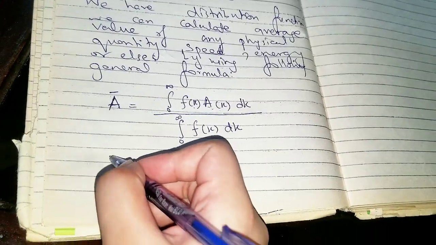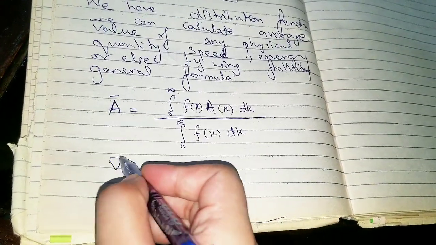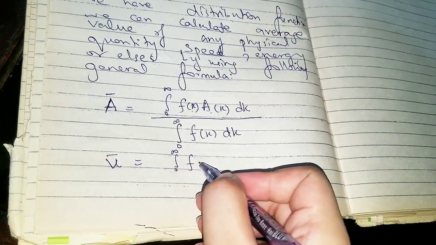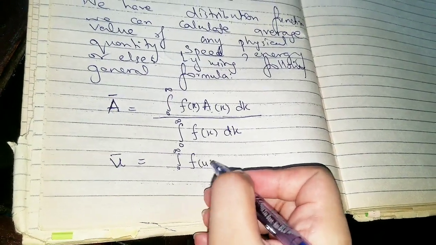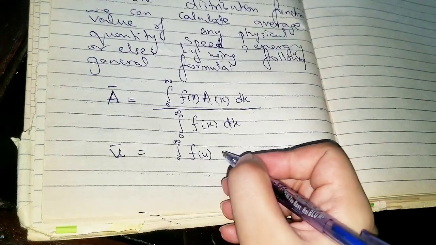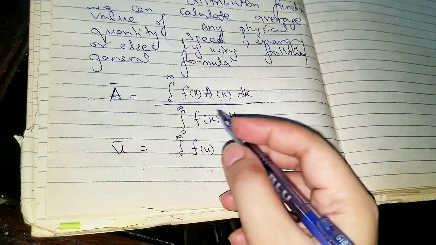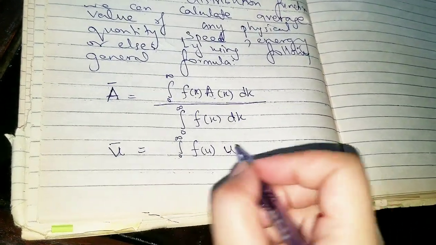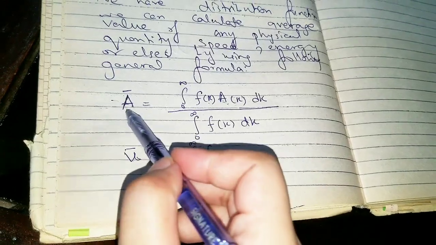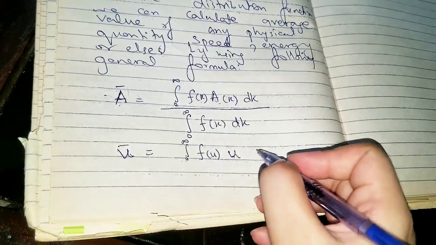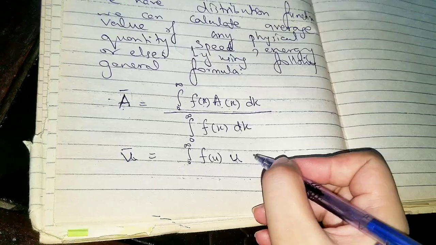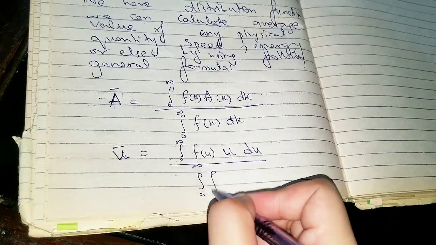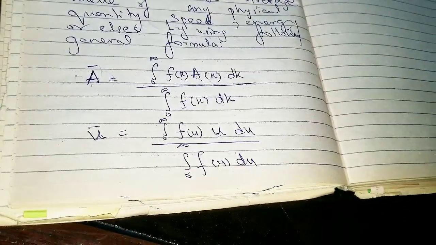And for example, if you want to find the average value of speed u, what you will do is use f of u, since I'm using u here, it will be easy. In place of A we will write u, because we want the average value of u. A is the quantity whose average value needs to be calculated, so it's u here. In place of k dk you write du, so it's the integral from 0 to infinity of f of u du.